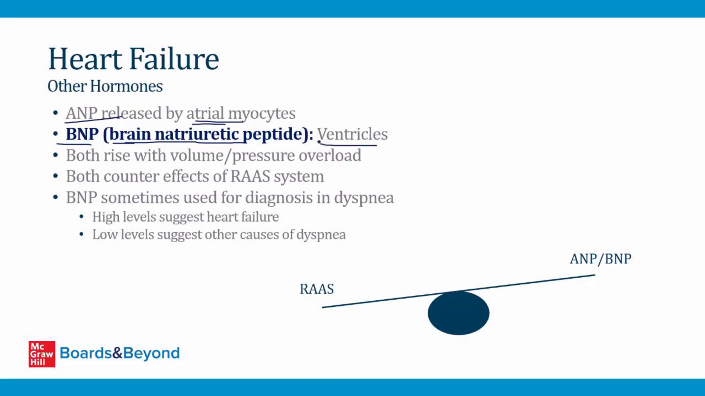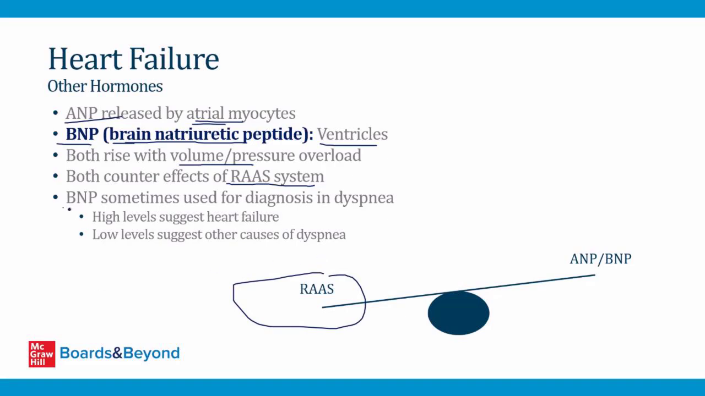But both of these hormones, ANP and BNP, have their levels rise when there's volume pressure overload in the chambers of the heart, and both of them do the same thing. They counter the effects of the RAS. Neither of them are effective enough naturally to overcome what the RAS is doing in heart failure, but they try to do that. That's their role in the body.